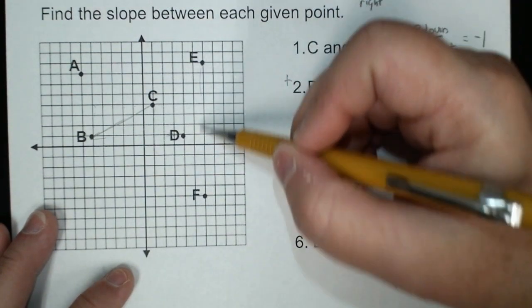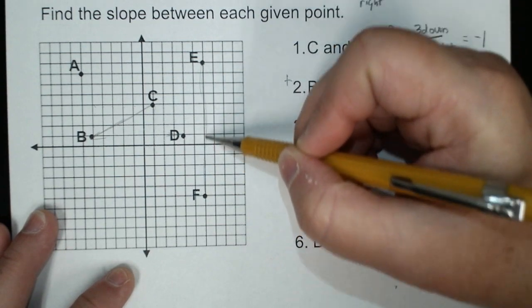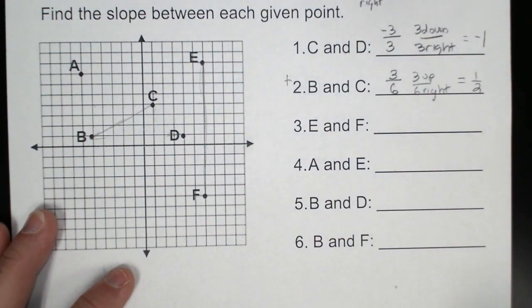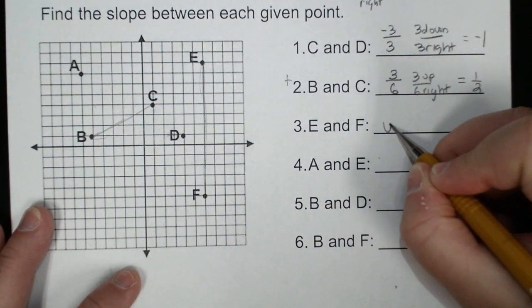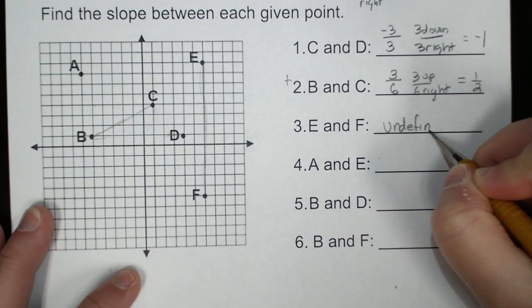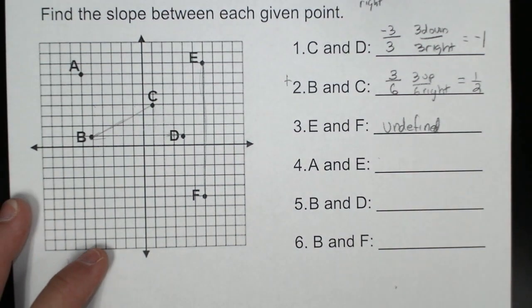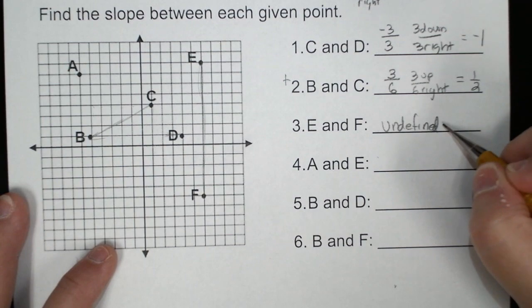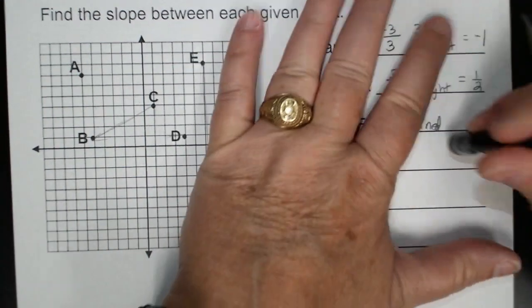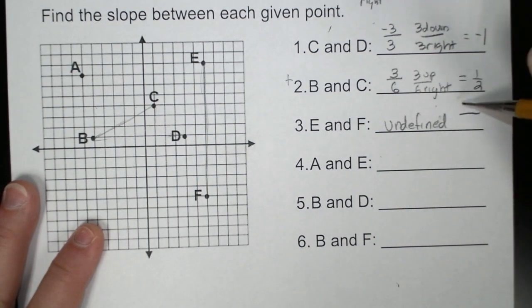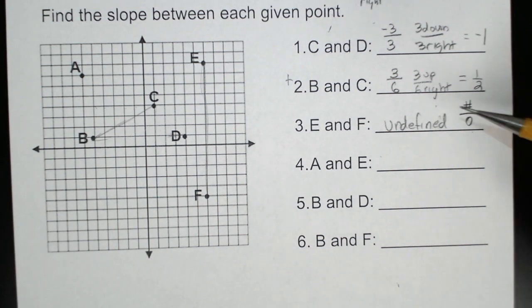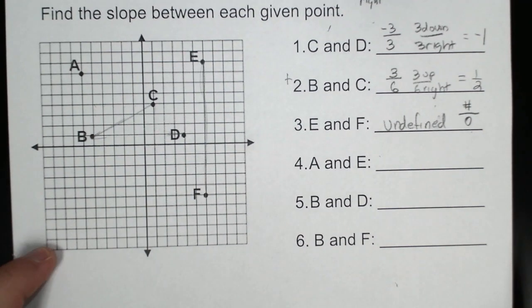E to F, straight up and down. When a line is straight up and down and it is vertical, that is undefined. Now, if you ever are doing math later, the way that you have an undefined slope is if you have a 0 in the denominator. Any number on top and a 0 in the denominator will indicate that it's undefined.